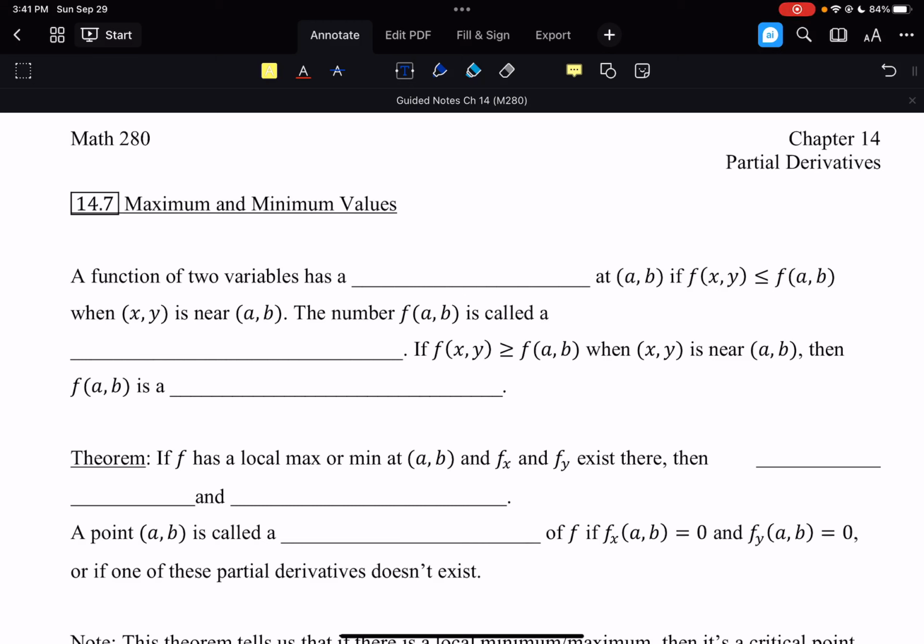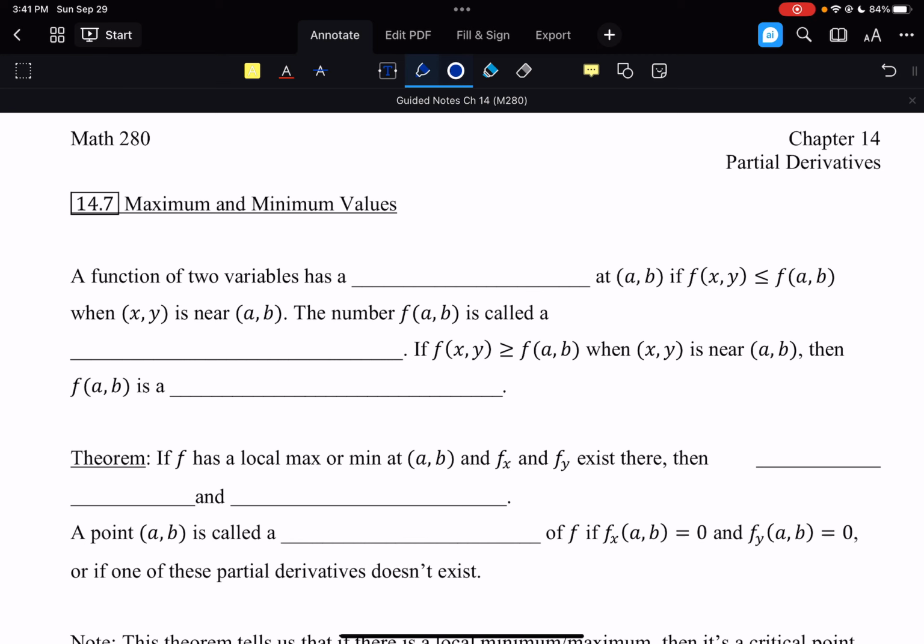Welcome to section 14.7. In this section, we're going to be using the concept of partial derivatives to identify extreme values. So that'd be maximum and minimum values for functions of two variables. We're going to see ways in which it is similar to what we've done in single variable calculus and ways in which it differs once we move into the third dimension.